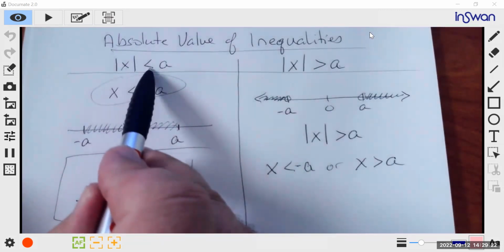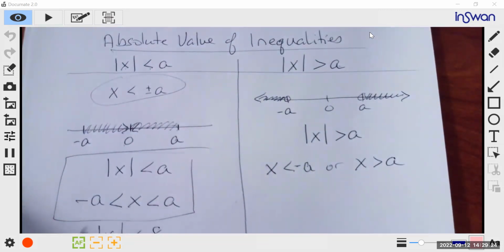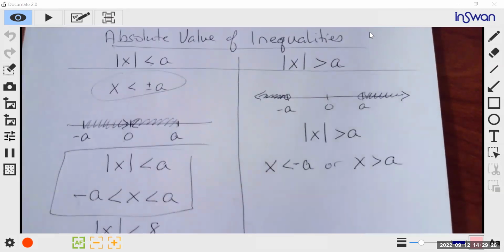So whenever you have a less than, that means it has to be between positive and negative that number. If it's greater than, it's going in the opposite direction. It has to be greater than a or less than negative a. In other words, it's going away from 0.